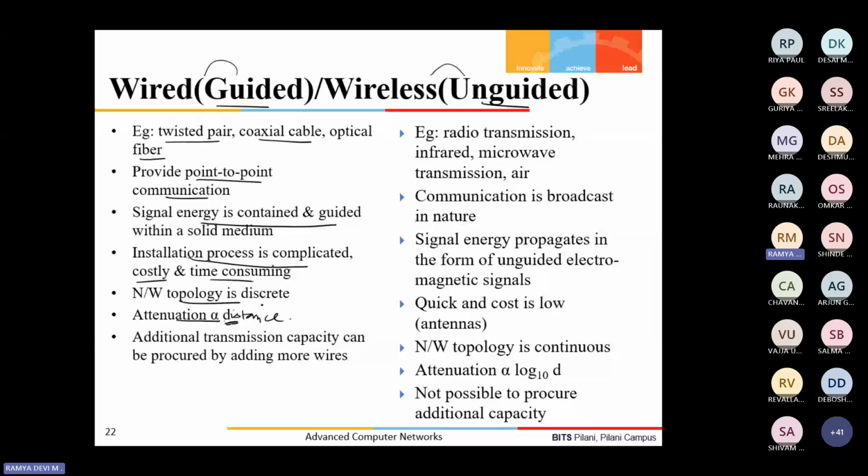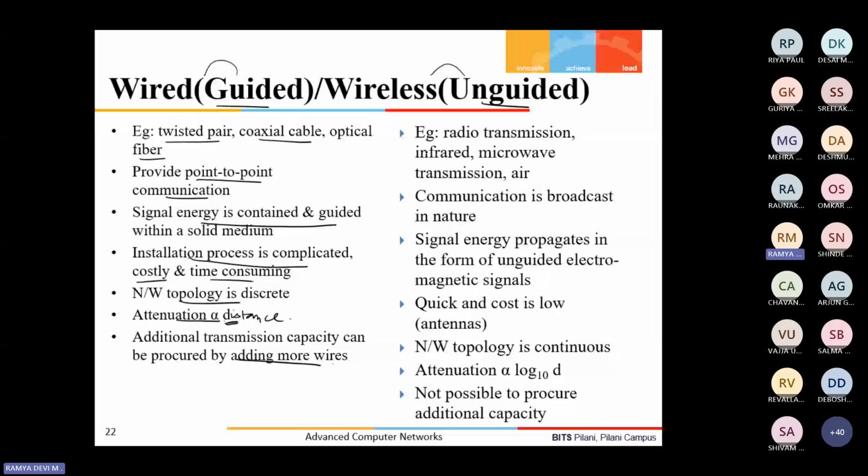So if more transmission capacity is needed, we need to add more wires and more fibers. Scalability is complex for certain setups. So this is what relates to guided media. What about unguided media? Unguided media: infrared waves, radio transmissions, microwave transmission, which are signals transmitted through the air or space.